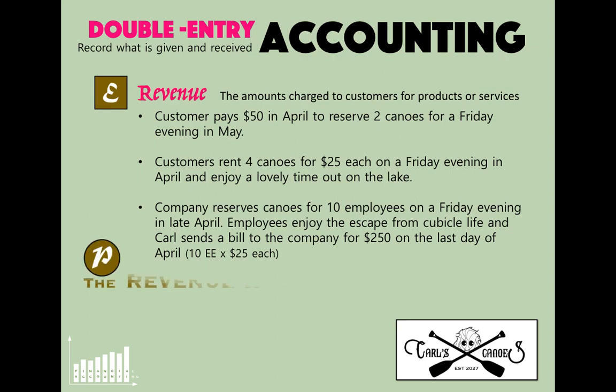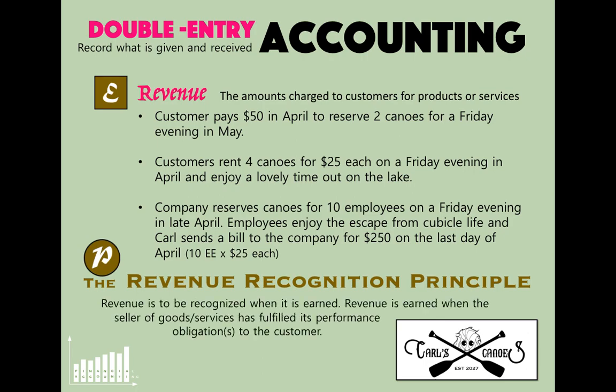And there is. The principle we're going to look at is called the revenue recognition principle. It essentially has 5 steps to it, but we're going to be looking generally at the basic premise here. And the basic premise is that revenue is to be recognized when it is earned. Revenue is earned when the seller of goods or services has fulfilled its performance obligation or obligations to the customer. So when Carl has done what he is supposed to do for the customer, then he has earned the revenue and he can record it in his journal.